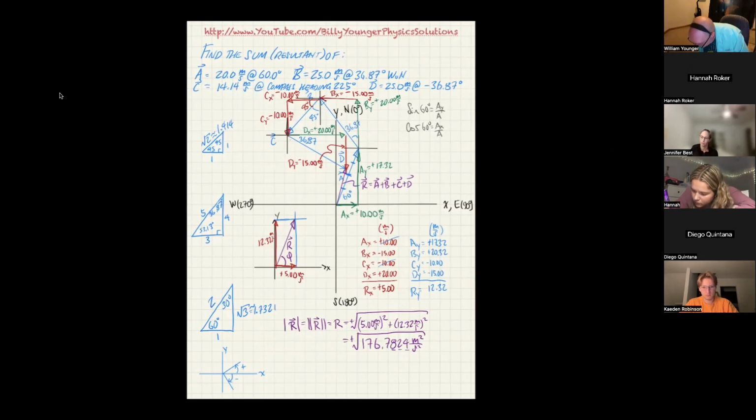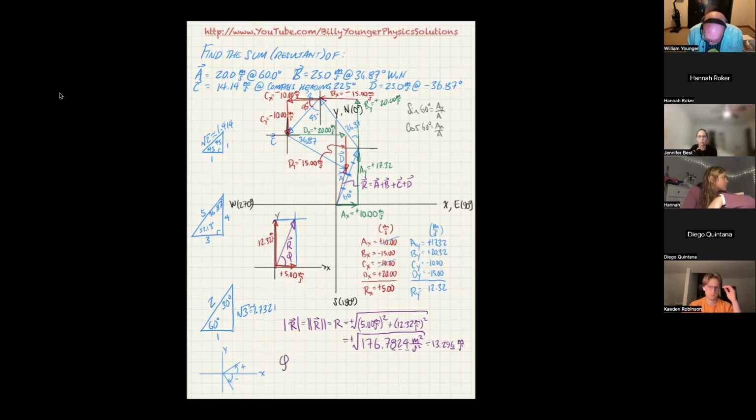And when I take the square root, I get 13.296. And that's meters per second, because the square root of meters squared per second squared is just meters per second. Clearly, I'm only supposed to have 4 sig figs, so that 6 is 1 extra sig fig. It's not a sig fig, it's just an extra digit. Okay? So that's my magnitude.